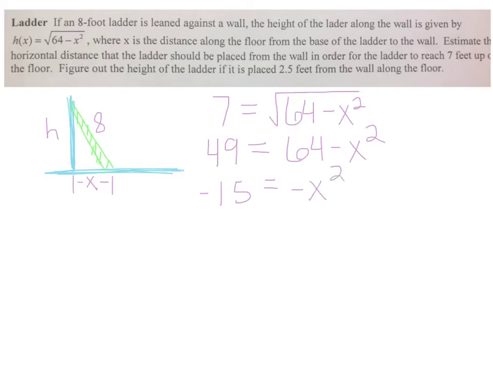Or you could subtract 49 from 64 and add x squared to the other side. But either way, with them both being negative, we can then just divide by a negative 1. So we have x squared equals 15. And x equals plus or minus the square root of 15. However, we know that this is not a negative distance, so we're going to eliminate the negative. And it's just the square root of 15, which, since this is a real world thing and you wouldn't tell somebody to put the ladder a square root of 15 feet away from the wall, you would say approximately 3.87 feet.